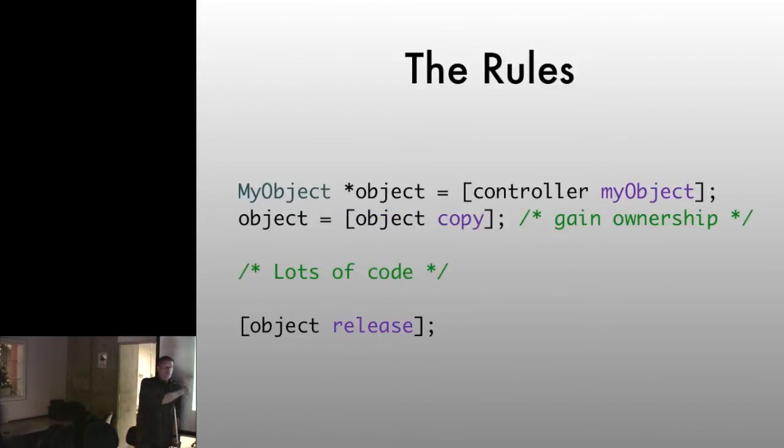Here's another example. Say we actually want to mutate a copy that comes back out. We ask the controller for my object. We call the copy method, which is one of our three. We can mess with the object, and then we want to call release. Is there a question back there?